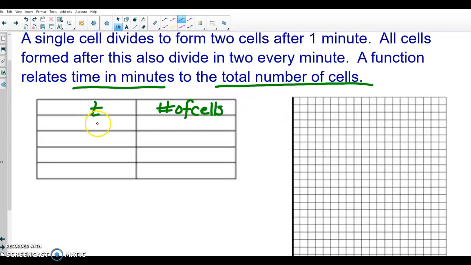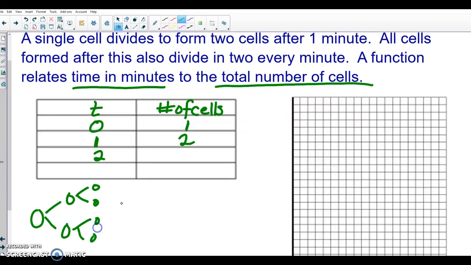So if I have 0 time lapse, I have 1 cell. And if I have 1 minute, then that cell is breaking into 2. So now I have 2 cells. And after 2 minutes, the next minute, those cells break apart into 2. So now I have 4 cells. And then in 3 minutes, those cells break apart again. So I have 1, 2, 3, 4, 5, 6, 7, 8. I have 8 cells.